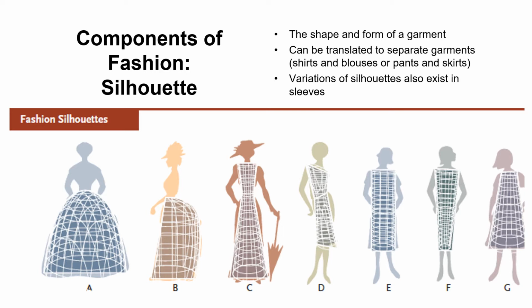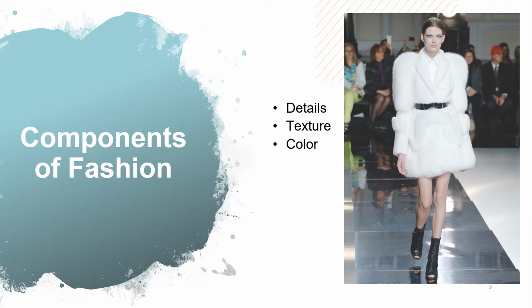And silhouette is really important because good designs are based on these simple constructions. In addition to silhouette, there are three more components that make up fashion that are going to contribute to the style and design of a garment that could influence whether it's a classic, a fad, or a trend. And those three things are details, texture, and color. So first, let's talk about details.